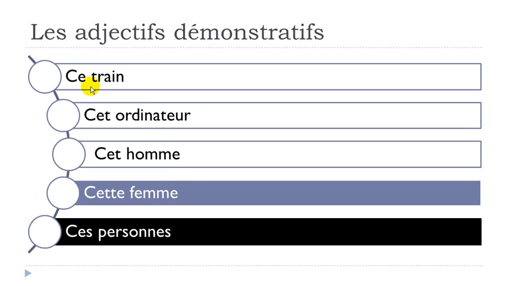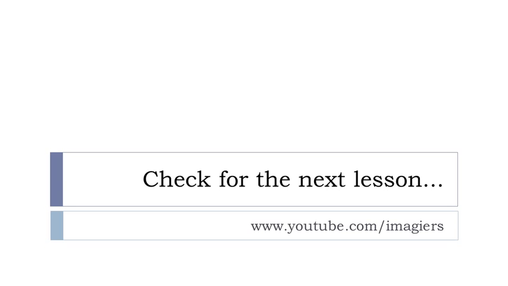okay, so let's repeat them one more time. Ce train, cet ordinateur, cet homme, cette femme, ces personnes. All right, I hope it was clear. So it was unité 2, leçon I.